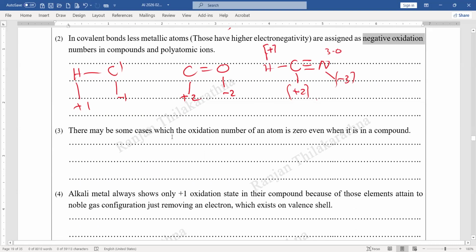There may be some cases where the oxidation number of an atom is 0 even when it is combined. So in H2O2, in this case, hydrogen is +1. This is 0. This is -2. -2 plus 2 into +1 becomes 0.